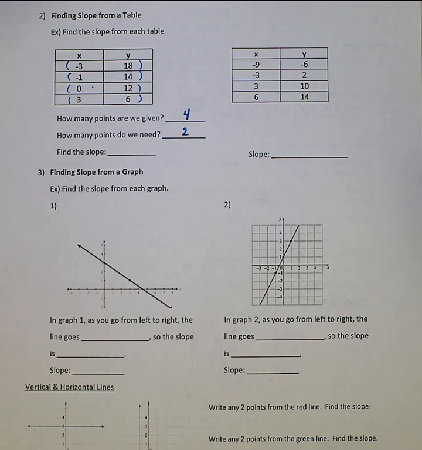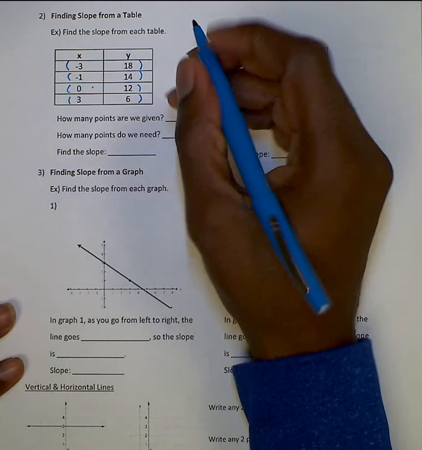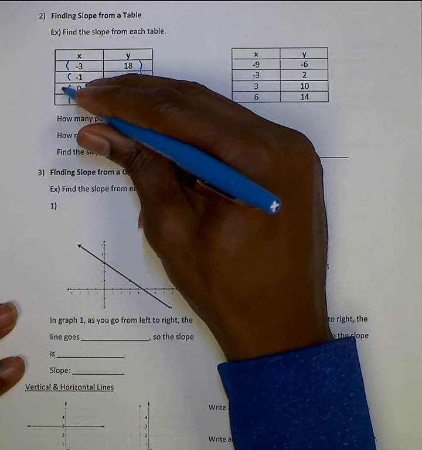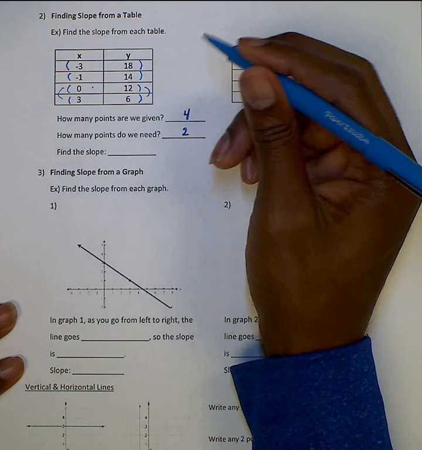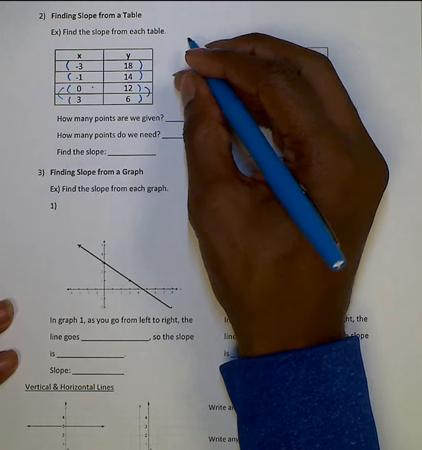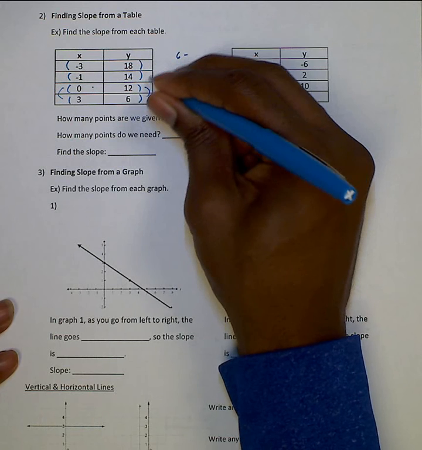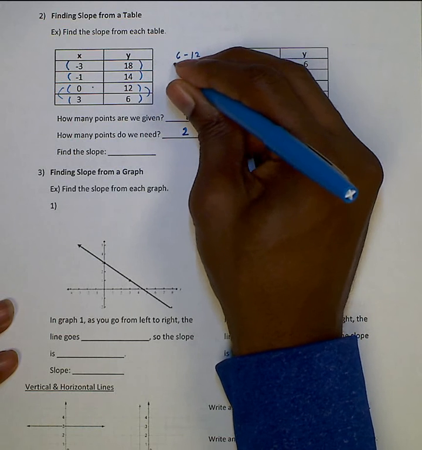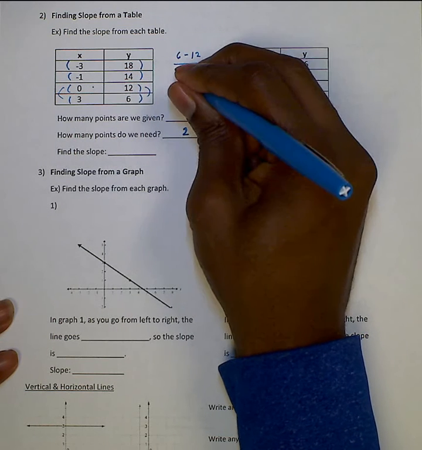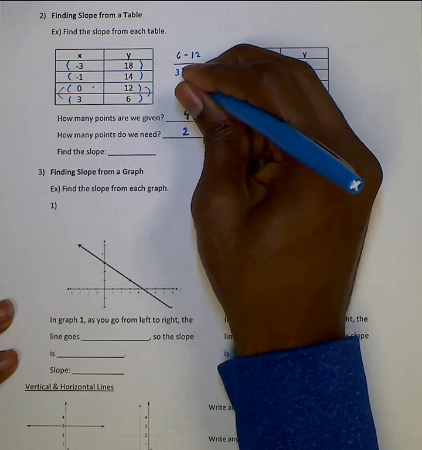So we can find the slope by choosing any two points. If it's a linear relation, which you will be given linear relations unless I ask you if it is one, we can choose any 2 points. I'm going to choose these two because it has 0 in it, and I feel like that makes addition and subtraction easy. So I'm going to do y2, 6 minus y1, 12, over x2, 3 minus x1, 0.